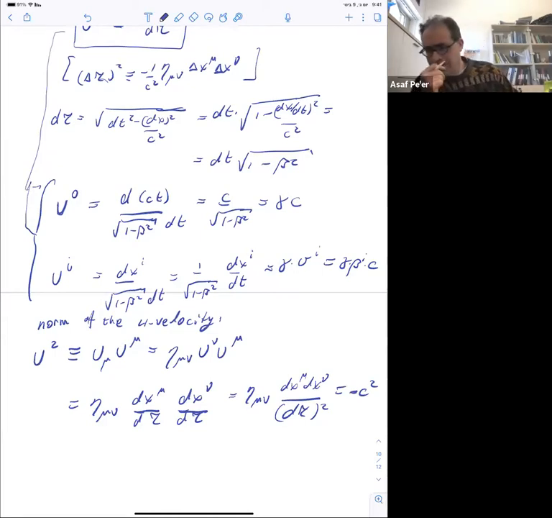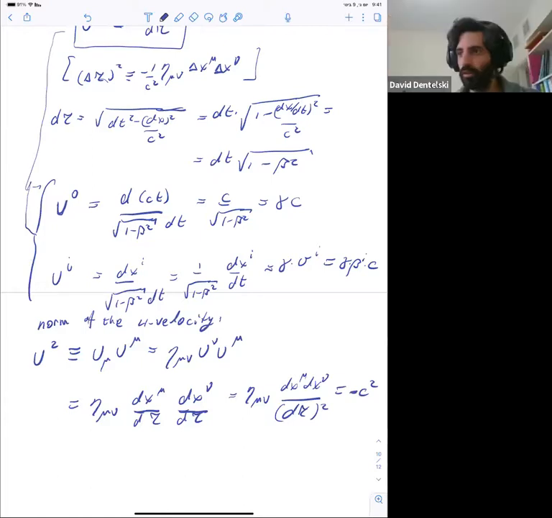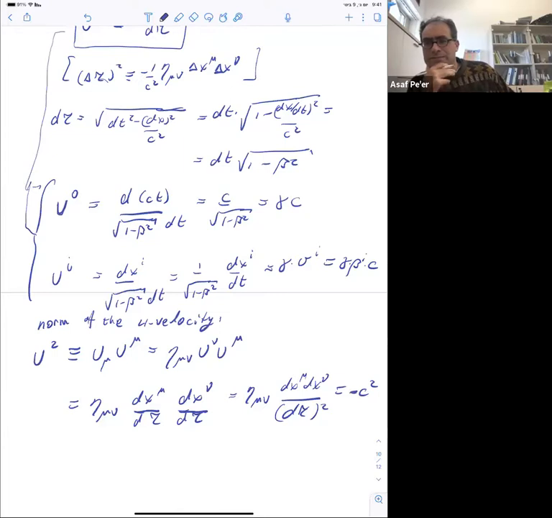So how would I call u mu? What type of vector is that? Time-like. It's time-like. Any vector that describes the velocity of any massive object is always time-like. In order to be space-like, you would need to be able to travel faster than the speed of light, and that's not possible.